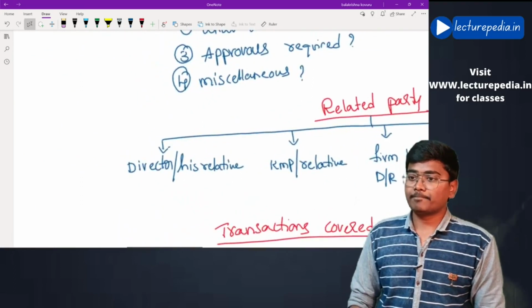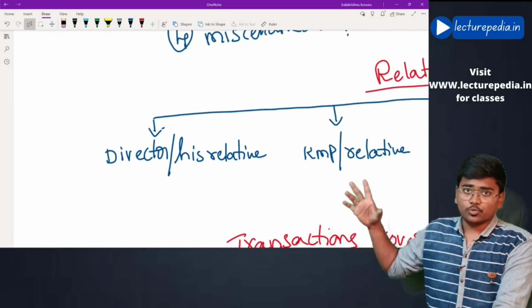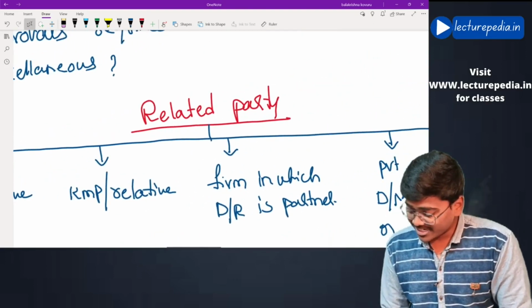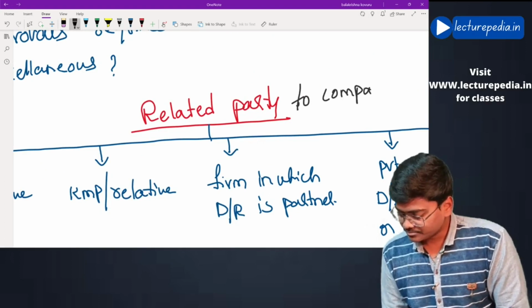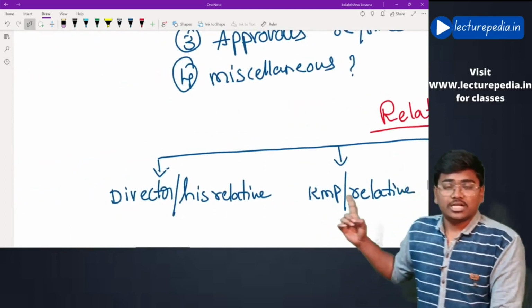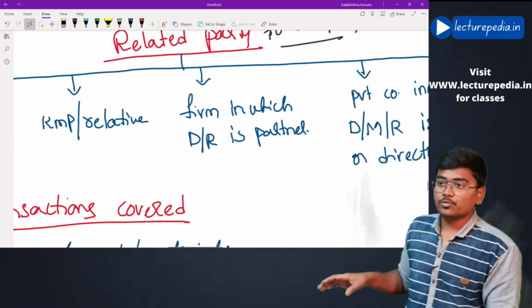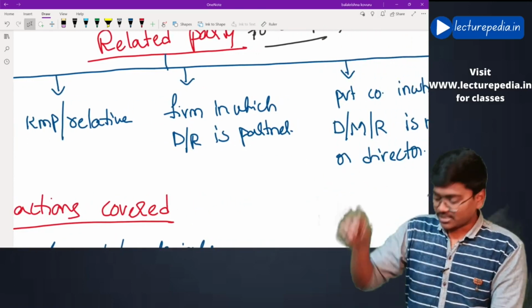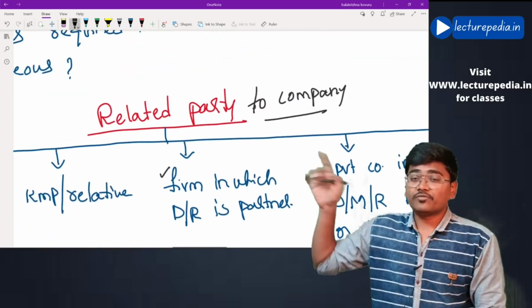See, director or his relative. Okay, related party. Related party to whom? To company. Okay, now related party to company. First of all, director and his relative, key managerial personnel and his relative, firm in which director or relative is a partner. In such case, such firm would be related party of the company.